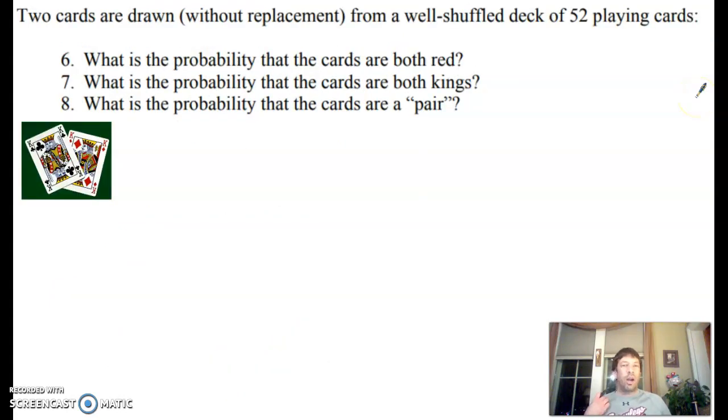Here we've got 2 cards are drawn without replacement, so that means we're not putting the cards back, and that's very important because if we put the cards back, we'd have a different probability. So 2 cards are drawn from a well-shuffled deck of 52 playing cards.